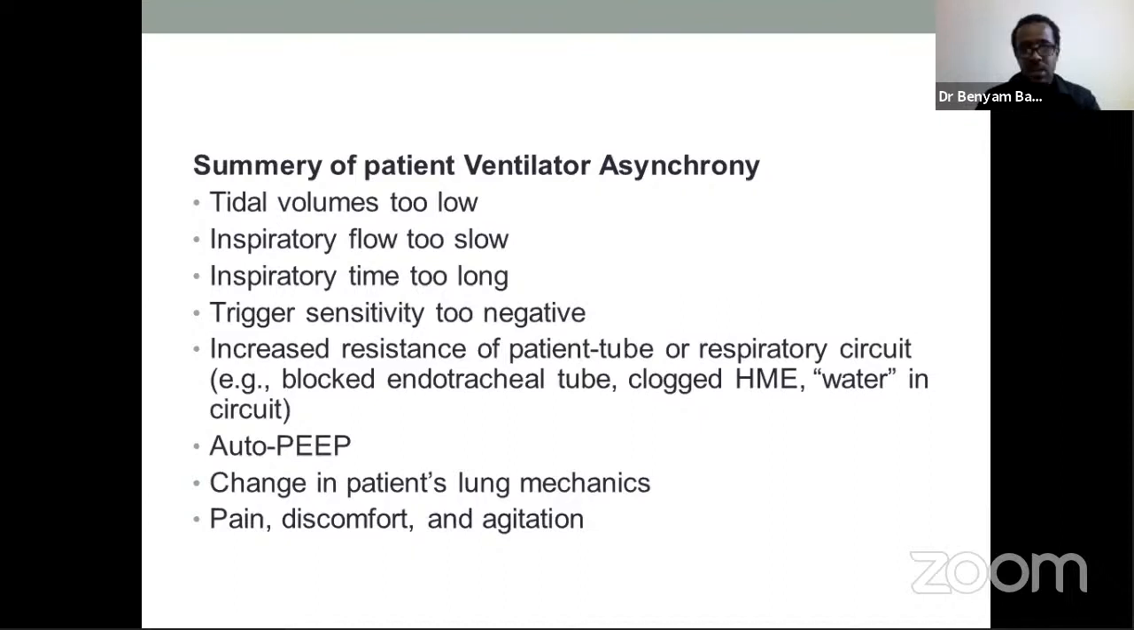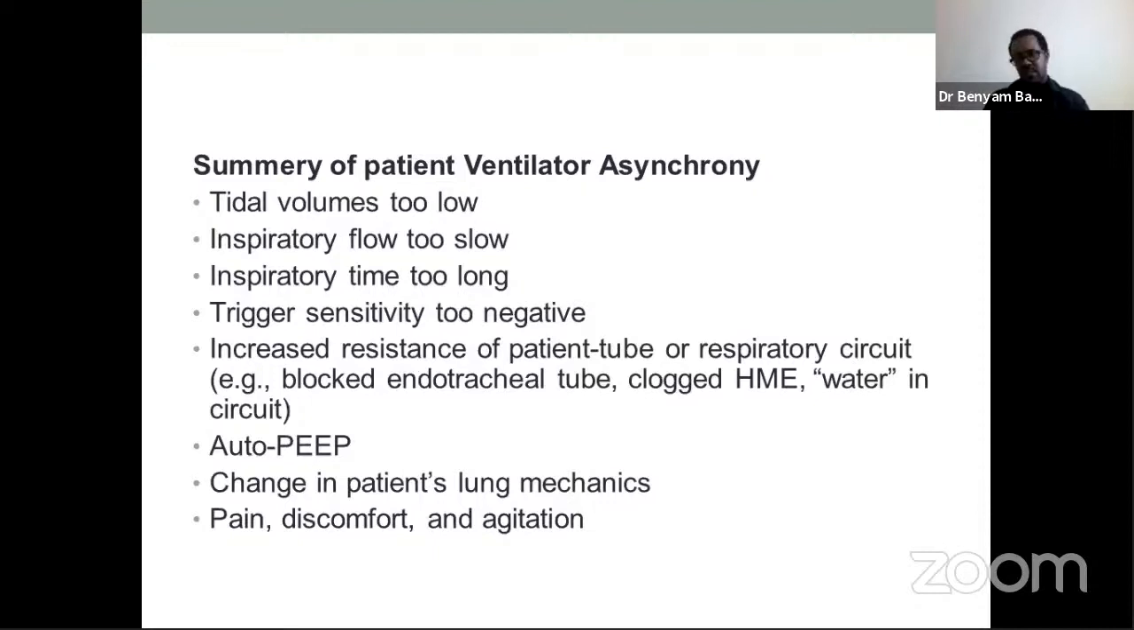The other one is auto PEEP. So whenever there is auto PEEP, there will be trapping of air. The trapping of air will continue with every breath, so there will be accumulation of air. So the airway pressure will be high, and the adequate tidal volume will not be delivered during a certain time. So this will cause more trapping again and more asynchrony. So we should also check for auto PEEP whenever we have asynchrony.